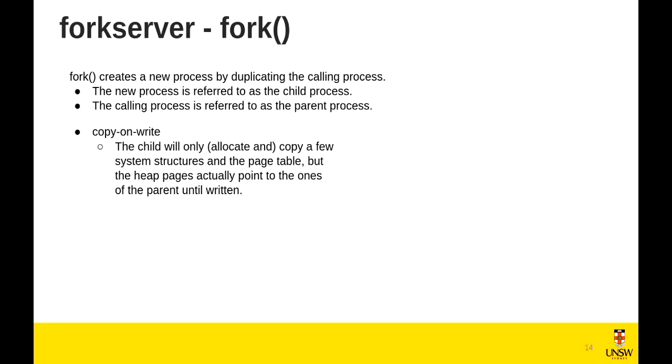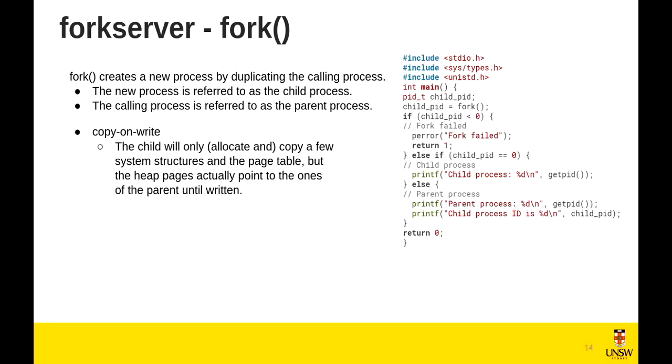And it has a unique feature called copy on write. The child process will only create a new copy of some specific memory regions, and for the heap, the child is actually reusing the parent's heap, unless the child is trying to write into the heap. Then it will make a copy. So this is an example here.